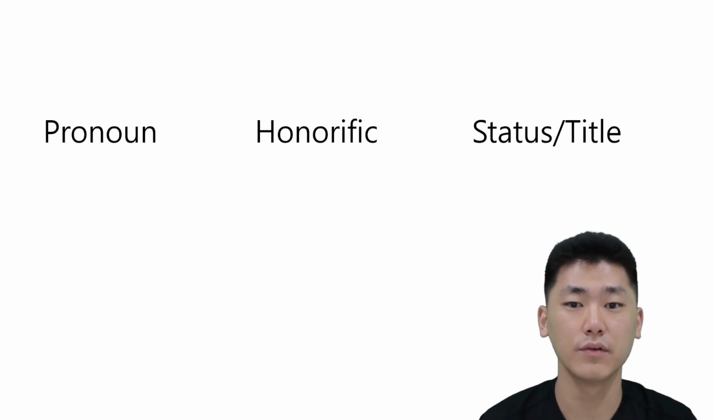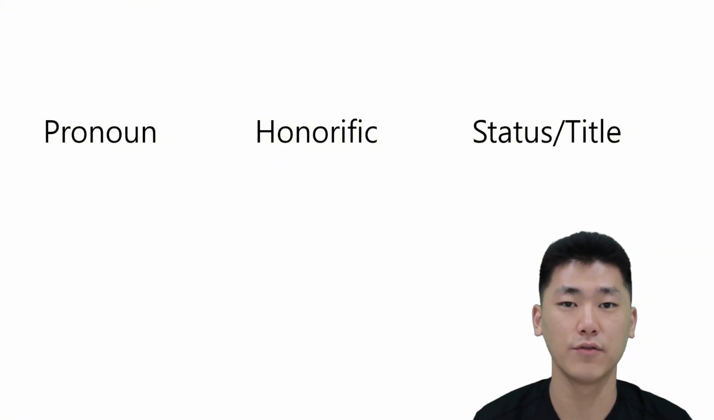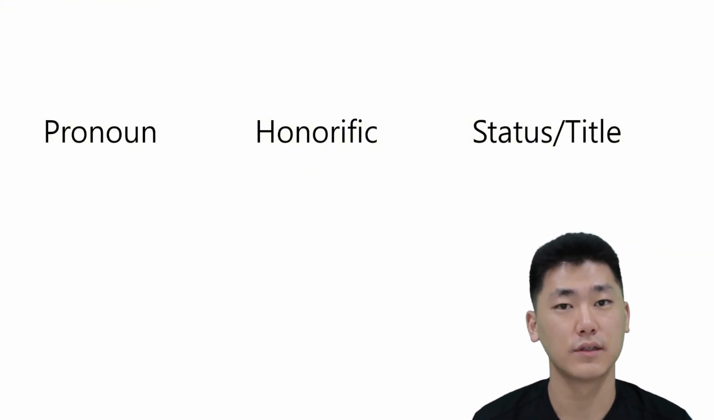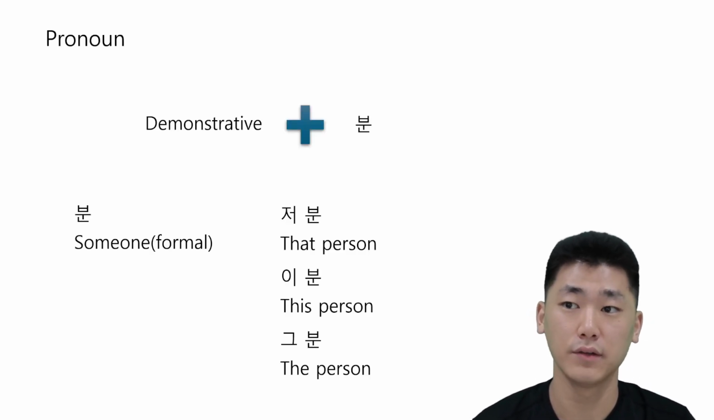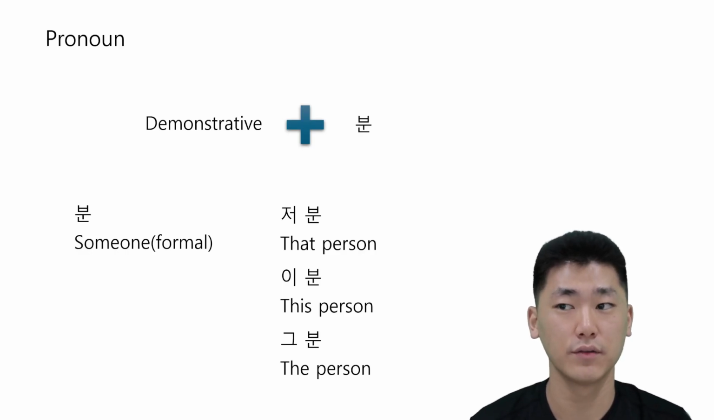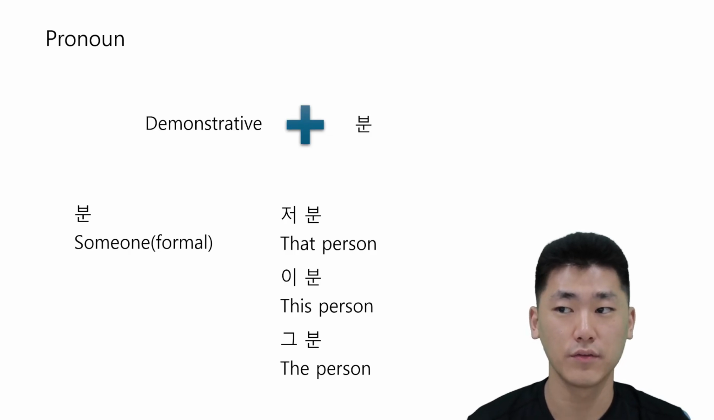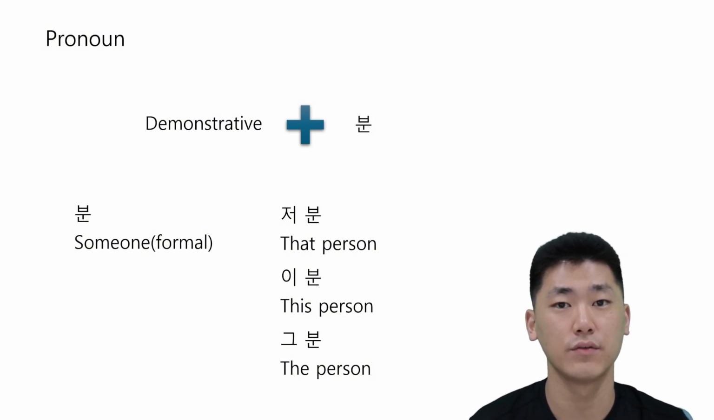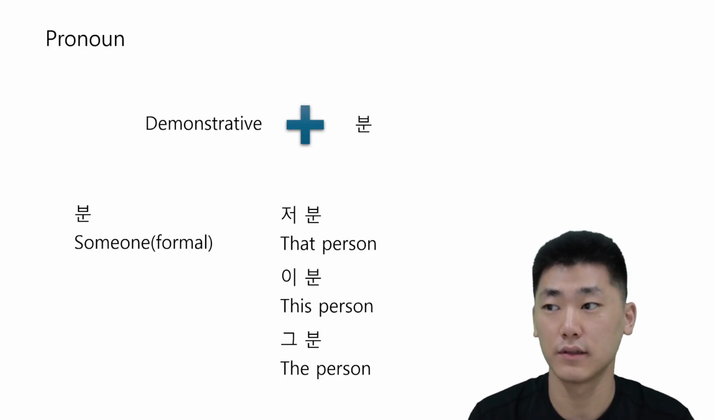You can address people by the pronoun or using an honorific, or you can address them with the social status or title, which is the most common way. So let's start with the pronoun, and we can call an adult person who you don't know as someone 분, but you must use it with a demonstrative like 저분, 이분, or 그분. A demonstrative is a grammatical element that shows which person or thing you are talking about, like this, that, or these. And let's break down these examples.